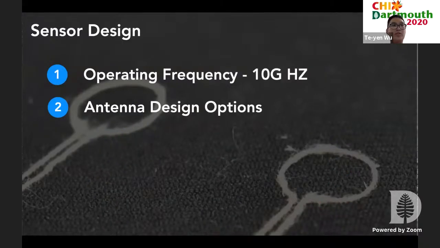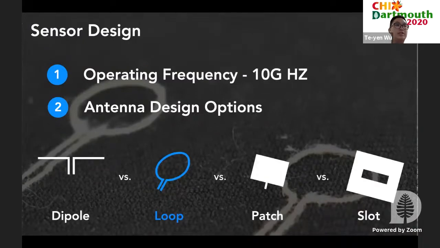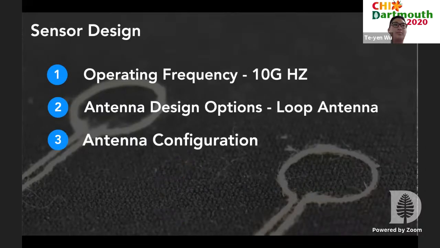Second, we consider several antenna designs found in the literature. This includes designs such as dipole, loop, patch, and slot. Due to the time limit, I won't dive into the detail about how these antennas can be made on fabric and the sensitivity of the antennas. But when we consider the balance between the fabrication complexity and the strength of the electric field, we chose the loop antenna in our implementation for both the transmitter and the receiver. If you are interested in more information, please see our paper for more detail.